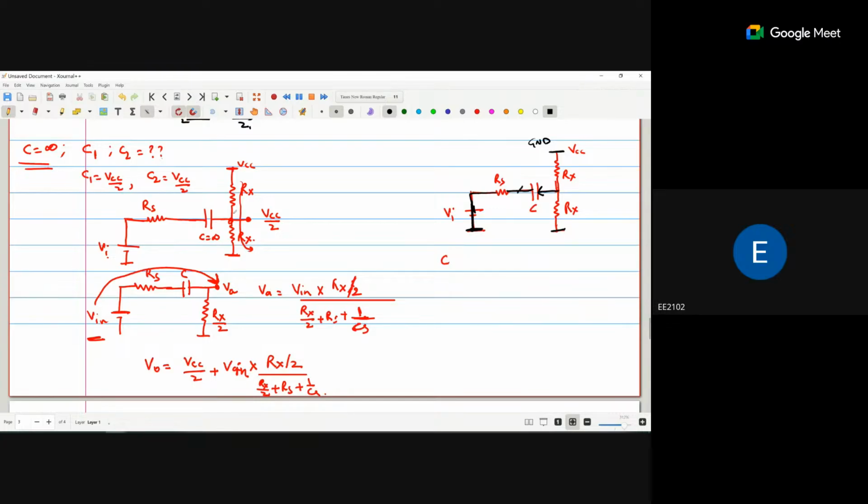If we pass current, it will flow in this direction, go there and here, then combine and come there. So this is the path of current flow. This is the discharge of the capacitor. So RS is in series with RX and RX; RS in series with RX, parallel with RX.